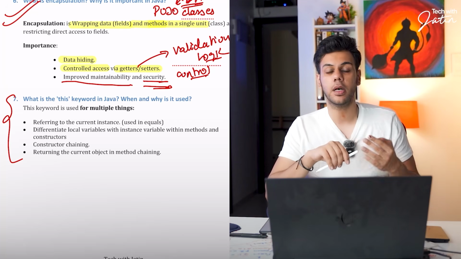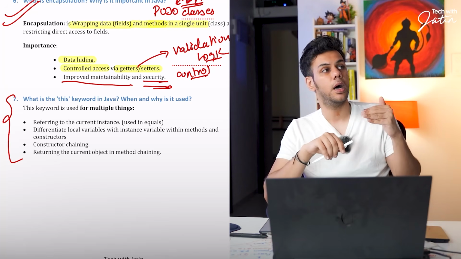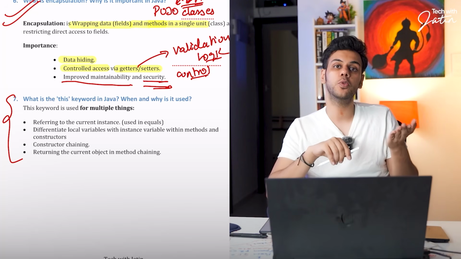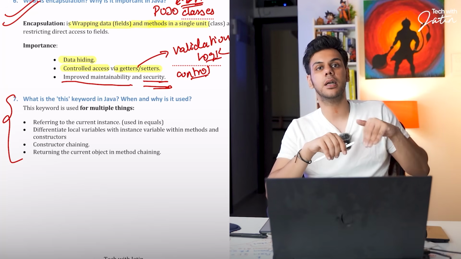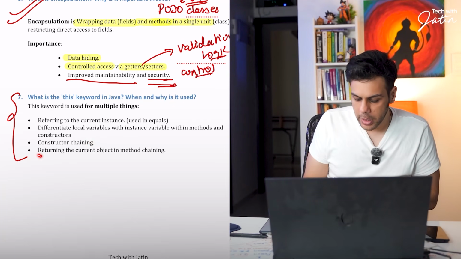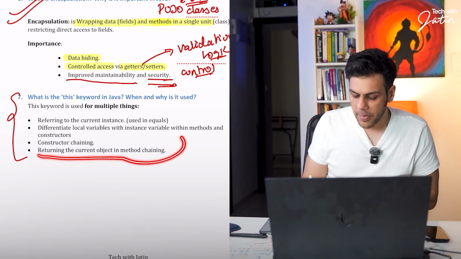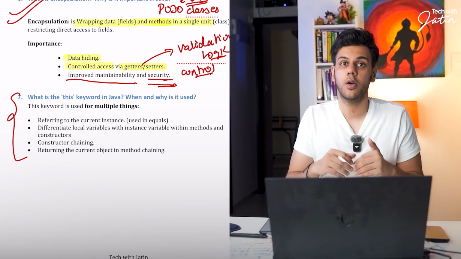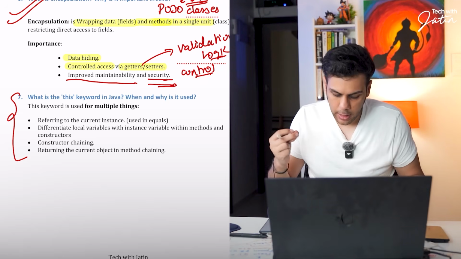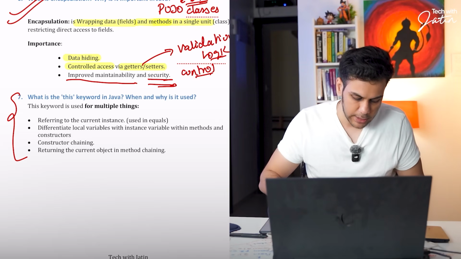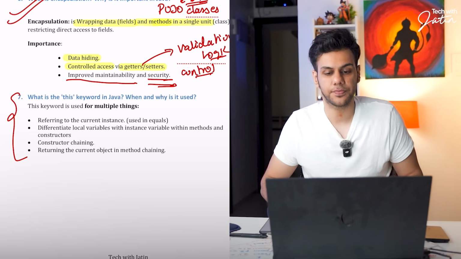That is, when a constructor calls another constructor, it is called constructor chaining. And in order to do constructor chaining within the class, we use the this keyword. And also, if I want to return the current object during method chaining, I can use the this keyword. All right, please make a note of all these points.